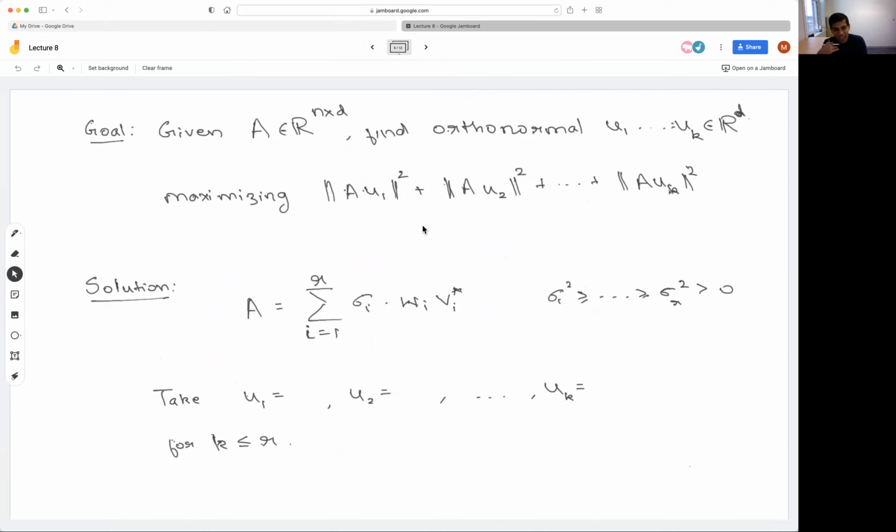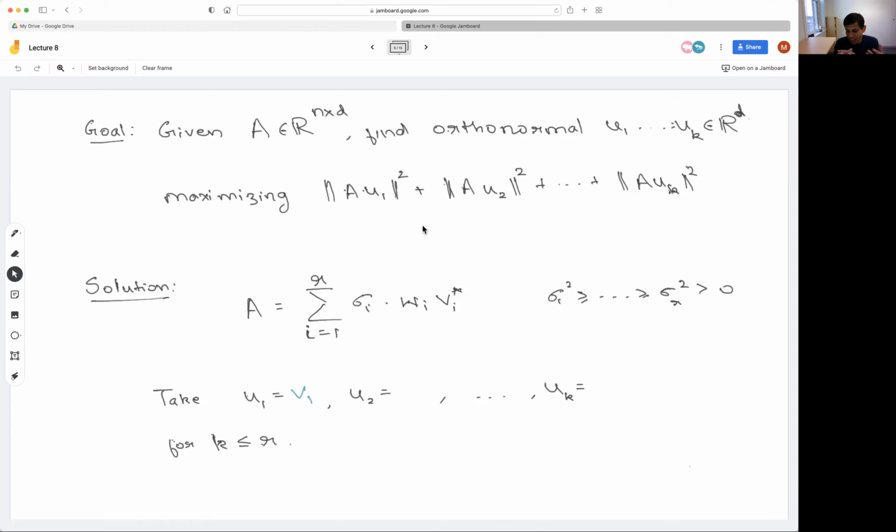And I claim once we phrase it this way, the solution is actually kind of easy to deduce from what we know about A. I mean, we'll prove that this is the right solution, but let me tell you what the solution is. The solution is just the right singular vectors. So all we do is take u1 equal to the first right singular vector v1.